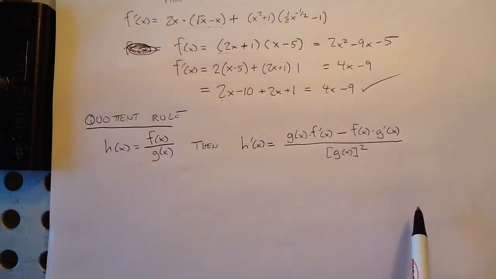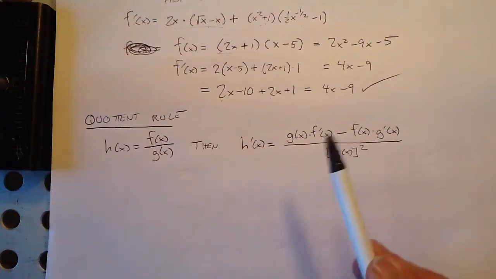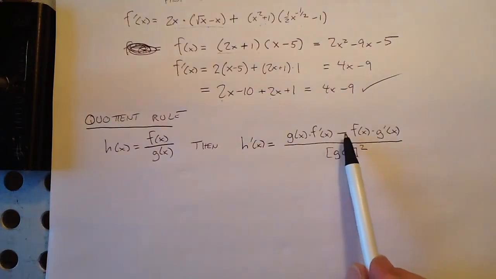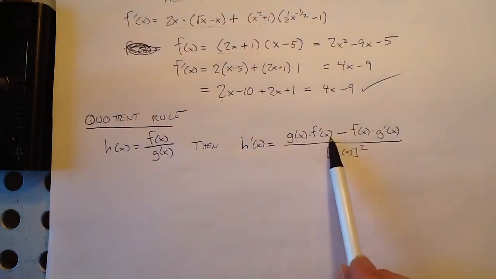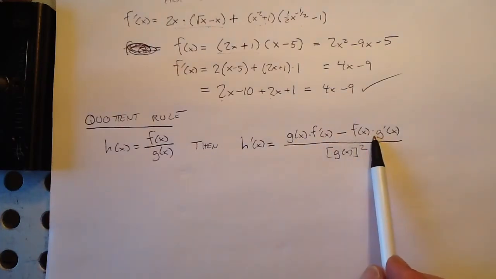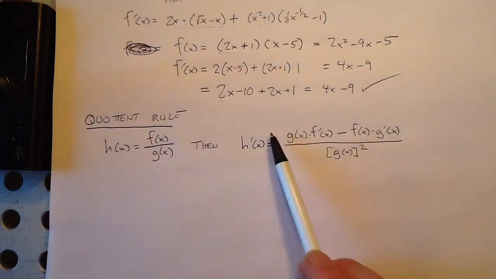Now that's definitely more complicated than the product rule, right? And certainly maybe a little bit more challenging to remember. And please note that because this is subtraction here, if you mix up the order that you're supposed to do this in, it will be incorrect. You'll have an answer that looks almost right, but it'll have the wrong sign.